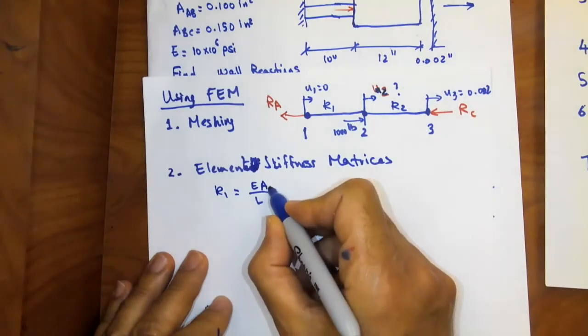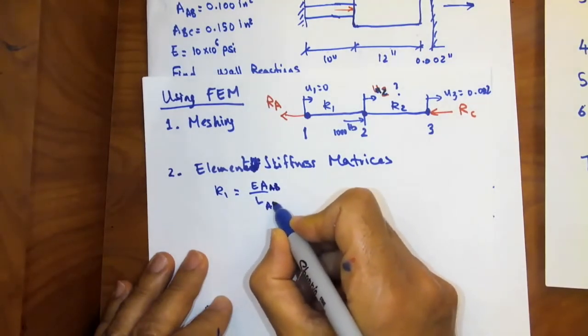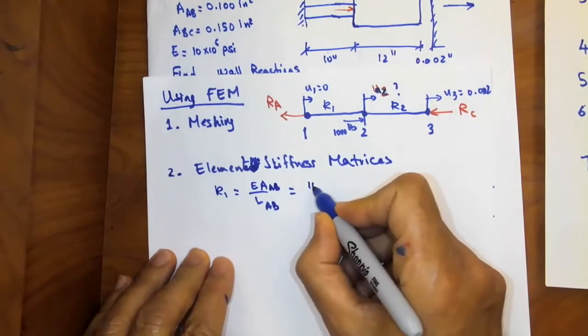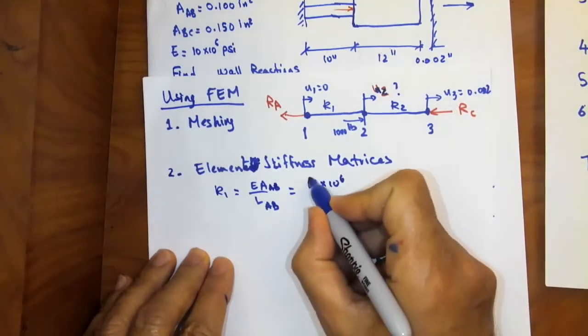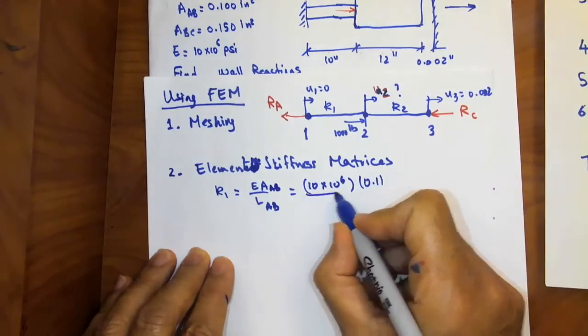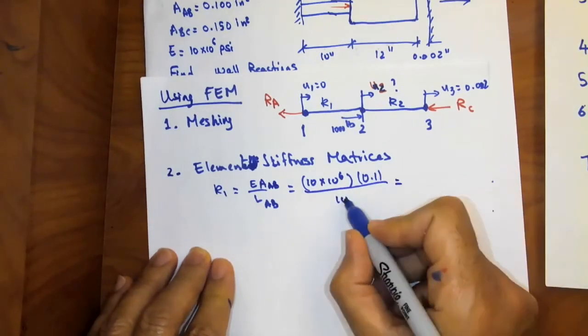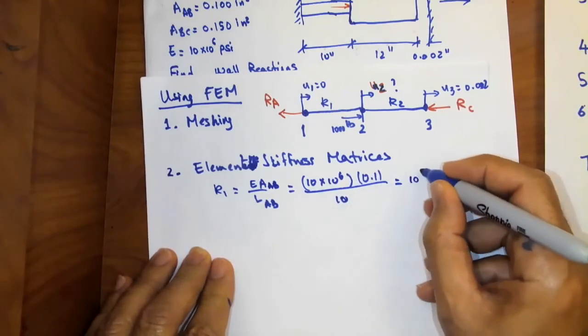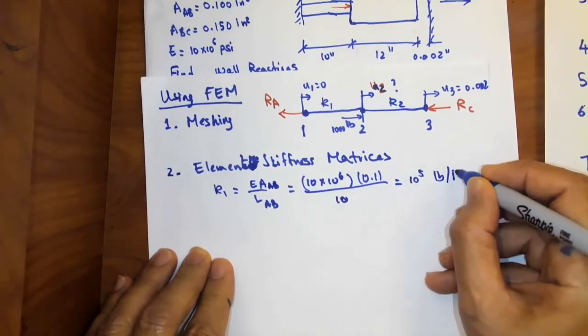And here would be the area of AB, and this is the length of AB. So E is 10 times 10 to the power 6. The area is 0.1, and the length is 10 inches. I do the numbers here, and this is 10 to the power 5 pounds per inch.